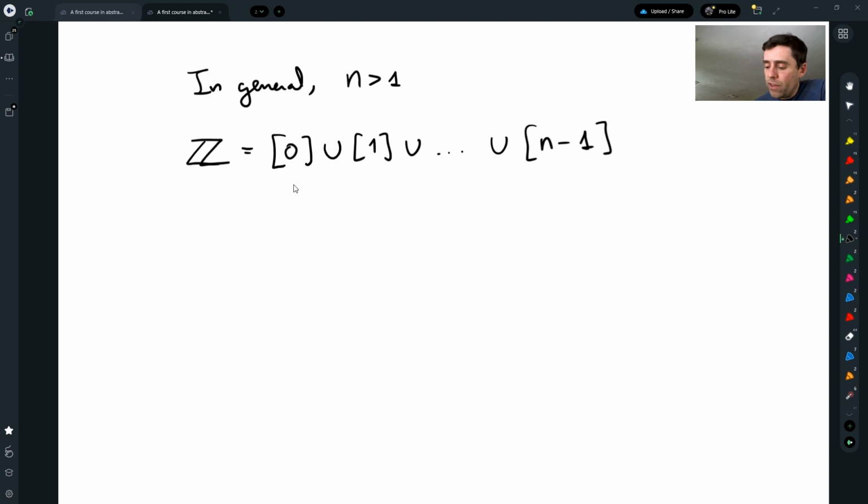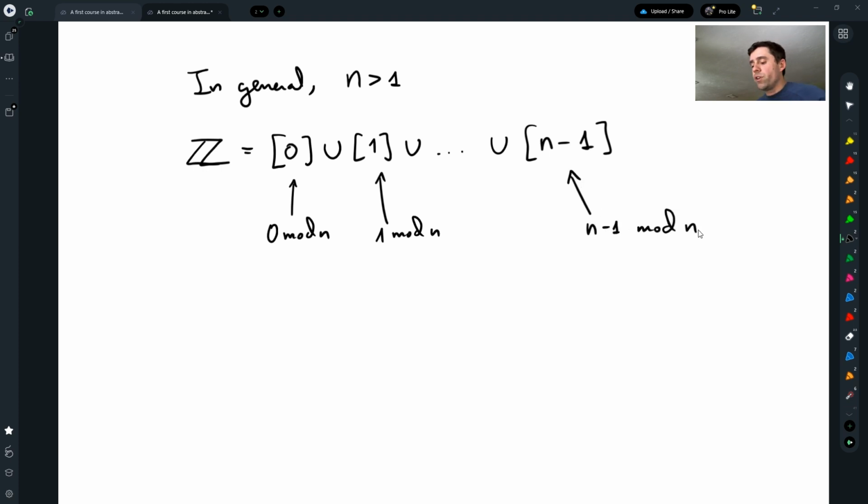We also call this the class of 0 modulo n. That's the class of 1 modulo n. And that's the class of n minus 1 modulo n. And every integer is in one of those. And if you want to know in what congruence class they are, you can do long division by n, and the remainder will be the class where they land. Great. So this is going to be what we call Z modulo nZ.